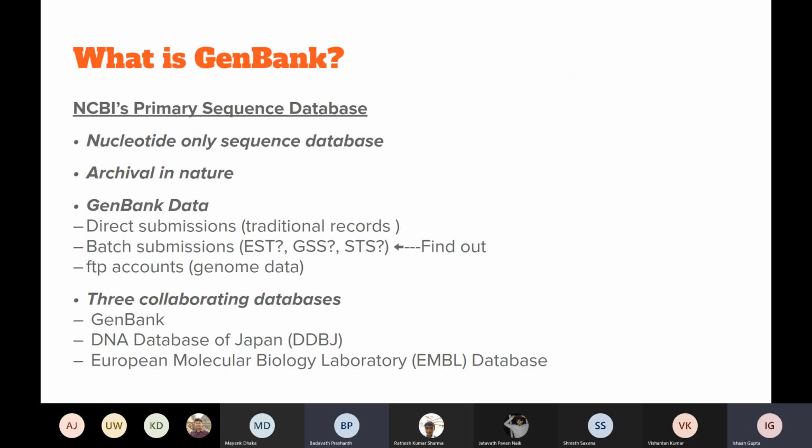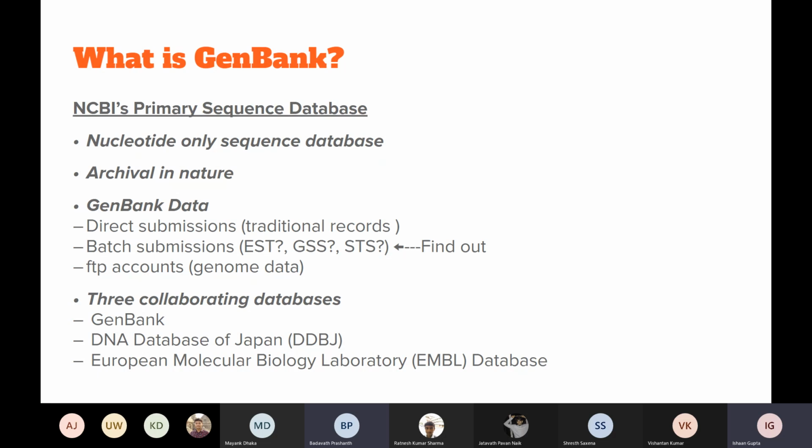Okay, so one of the first databases that NCBI started to disseminate was GenBank. GenBank is NCBI's primary sequence database. This is where you will get information on nucleotides, a nucleotide-only sequence database. It is archival in nature. So basically, if you have submitted data and that data has not been used for a long time, it gets archived, but no data is lost.